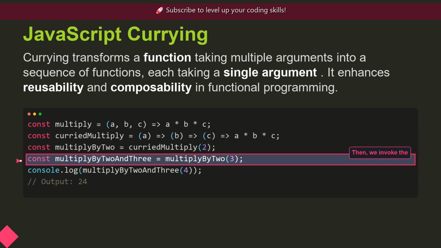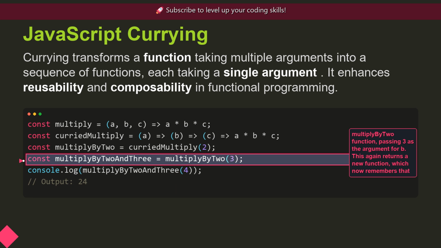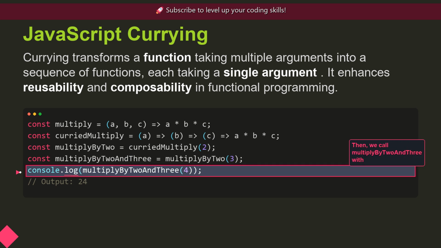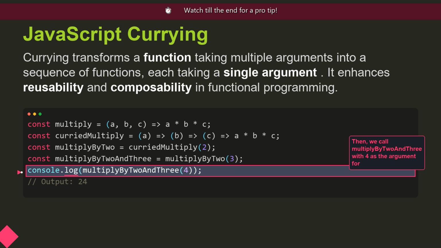Then, we invoke the multiplyBy2 function, passing 3 as the argument for b. This again returns a new function, which now remembers that a is 2 and b is 3, patiently awaiting the final argument c. Then, we call multiplyBy2And3 with 4 as the argument for c.